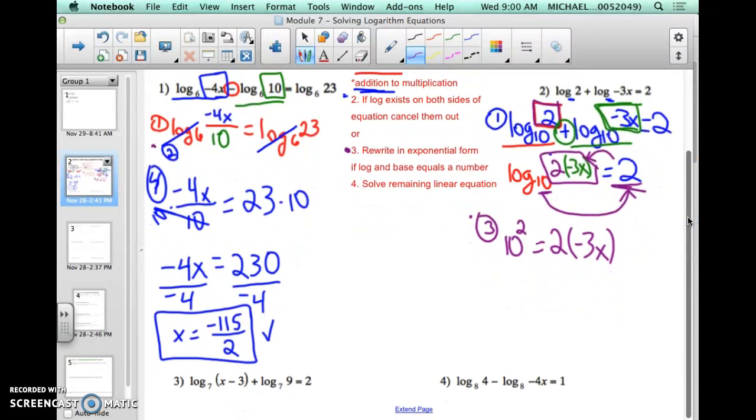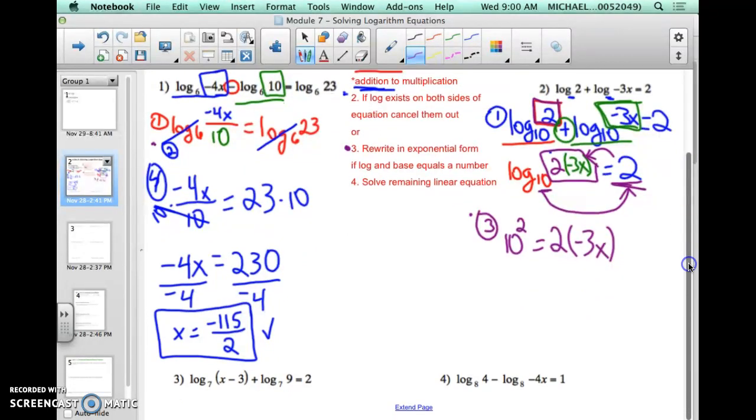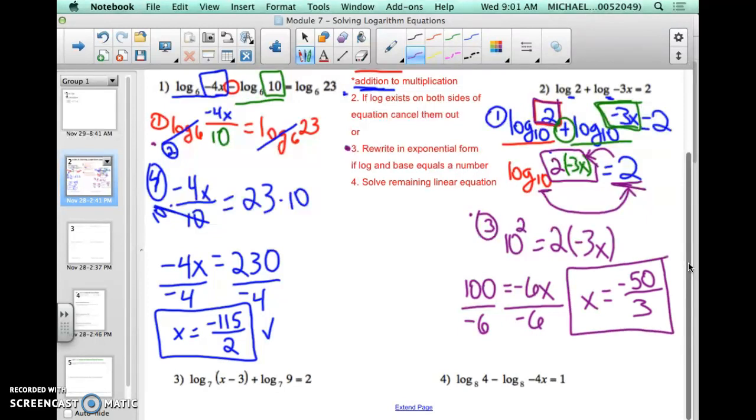Now, to solve this remaining equation, I have to do 10 squared is 100. And then equals, let's do this math now. 2 times -3x is -6x. And then I divide by -6, divide by -6. So x is going to equal the reduced fraction of 100 over -6, which is -50 over 3. And I am done.